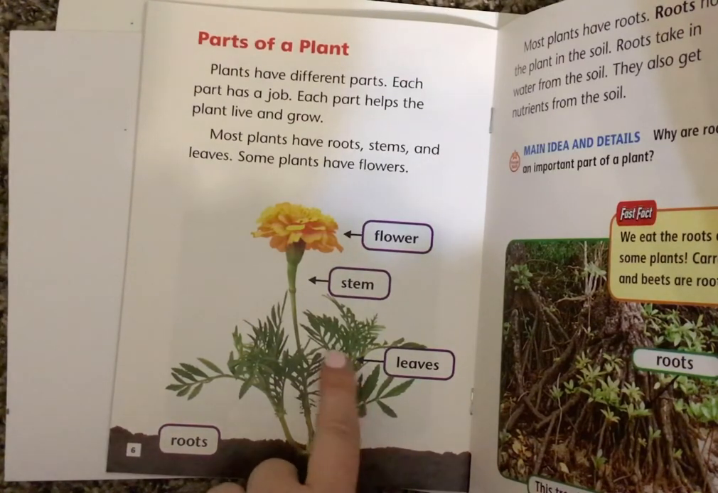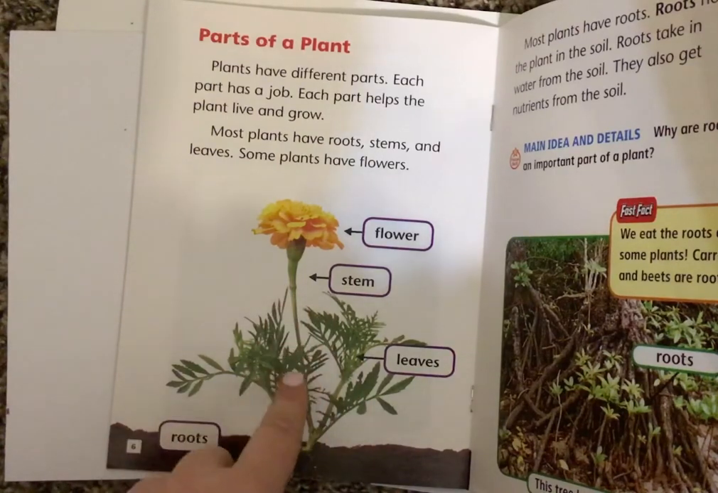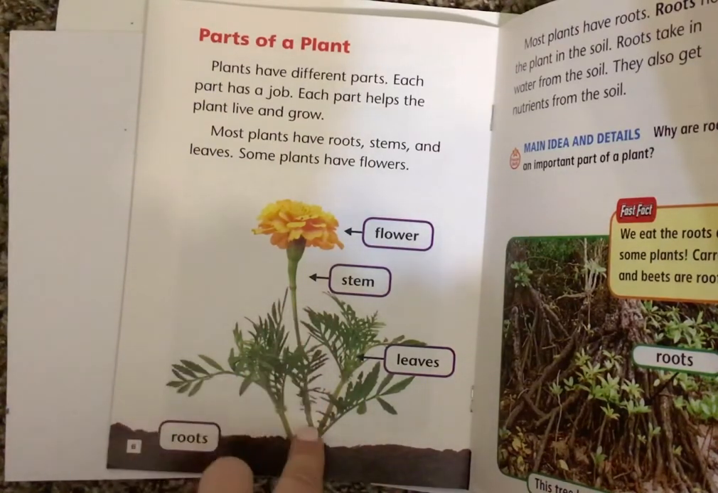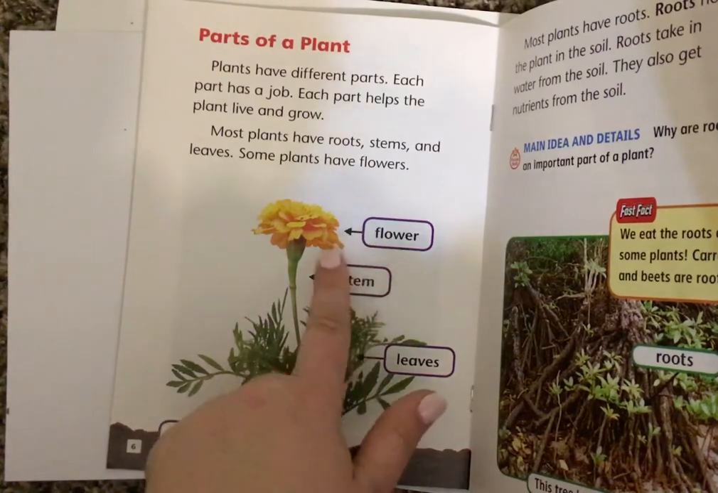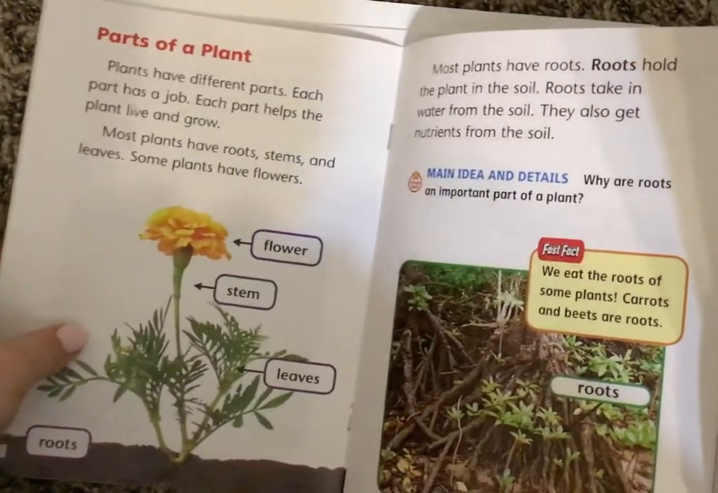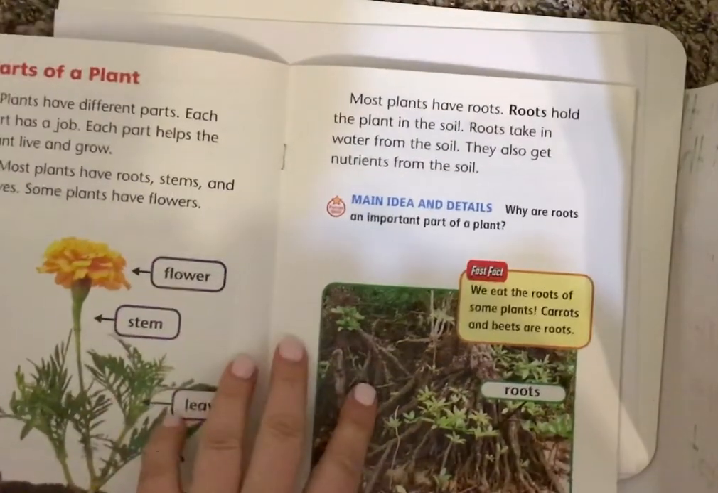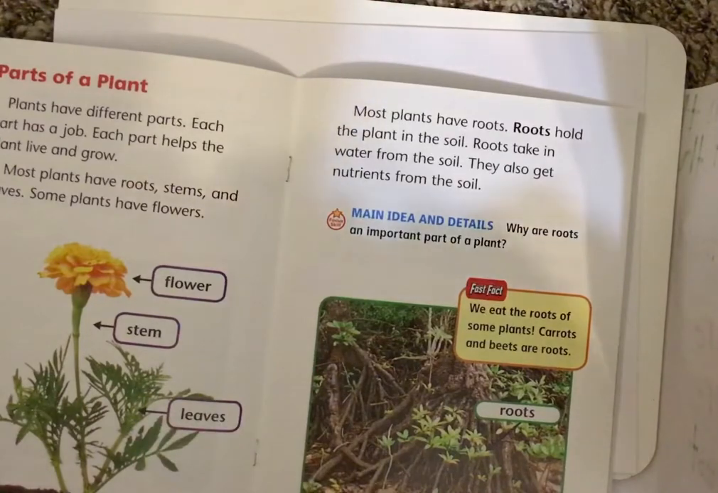The leaves are the part that comes off of the stem. The stem is this long tubular looking part of the plant, and the flowers on top. Last week you had the option to draw a part of a plant, so if you did that, this should look very familiar. Most plants have roots.